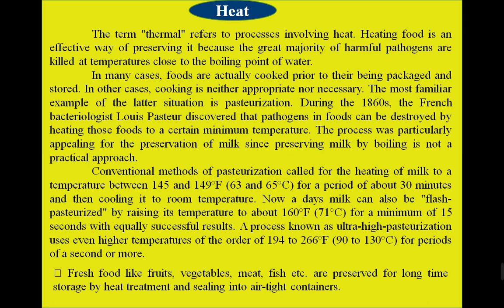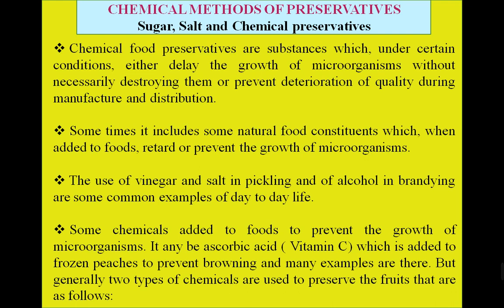Nowadays, milk can also be flash pasteurized by raising its temperature to about 71 degrees Celsius for a minimum of 15 seconds with equally successful results. A process known as ultra high pasteurization uses even higher temperatures, of the order of 194 to 266 degrees Fahrenheit, that means 90 to 130 degrees Celsius, for a period of seconds or more. Fresh foods like fruits, vegetables, meats, and fish are also preserved and stored for a long time by heat treatment and sealing into airtight containers. So second is the chemical method for preservation.